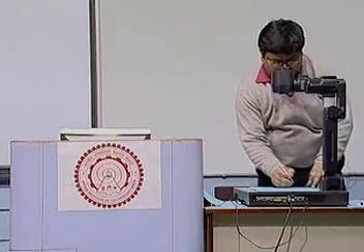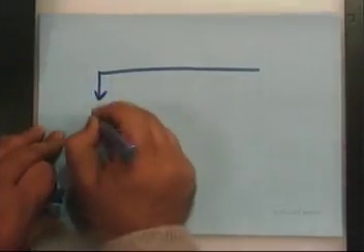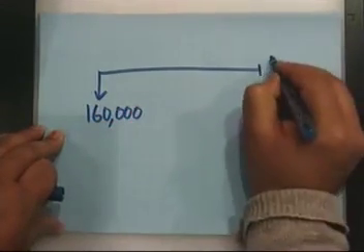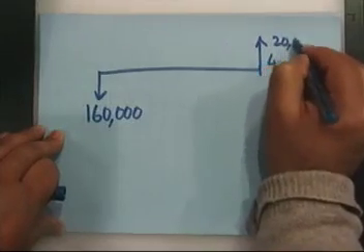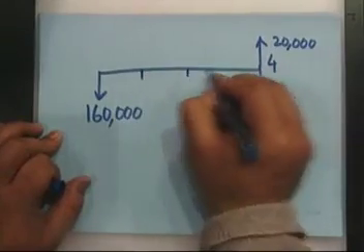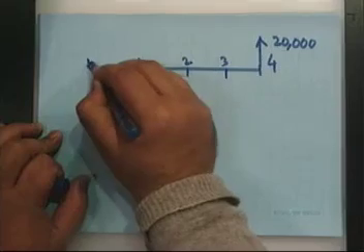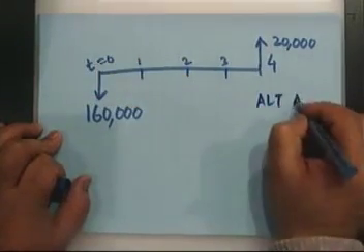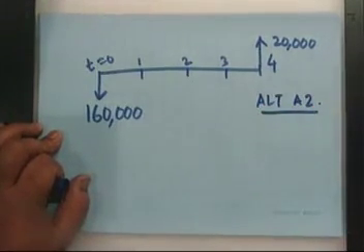If you just see here, asset 2 it is costing you 160,000, its life is 4 years, at the end of 4 years you are getting 20,000 as salvage value, and in between there is nothing, right. 1, 2, 3, this is at time t is equal to 0. This is alternative 1, sorry, this is alternative A2, asset A2.